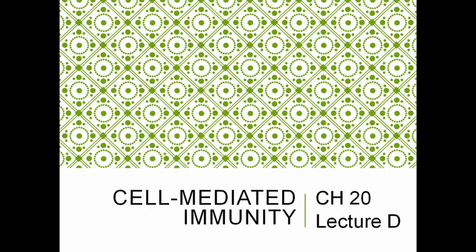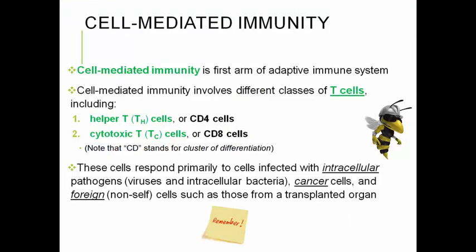In Lecture D, now we're going to focus on what the T cells are involved with. So remember earlier in the chapter we said that you have both the T lymphocytes and B lymphocytes working. T lymphocytes are more innate, or they are innate immunity, and they're more non-specific. So cell-mediated immunity. With this, we know that this is the first reaction of the immune system. It involves different classes of T cells. So we have the T helper cells and cytotoxic T cells.